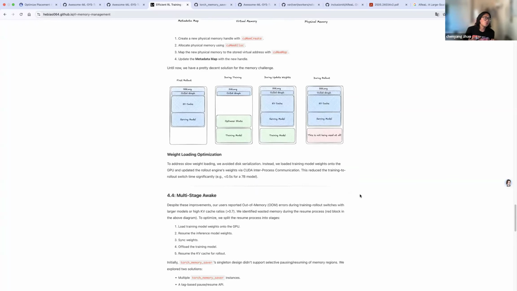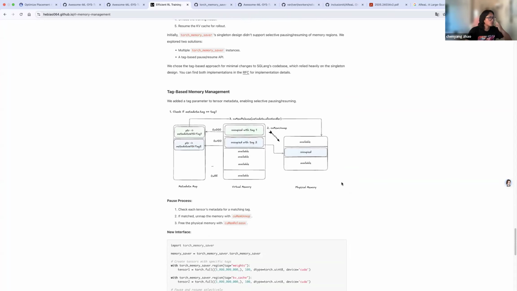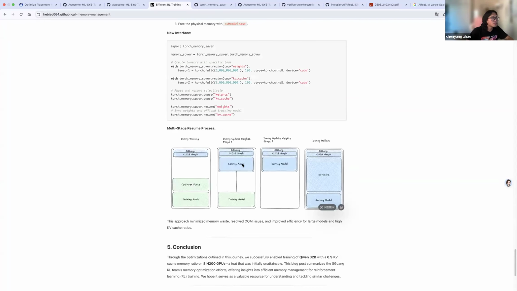Their team raised a new PR to SGLang and also to the document saver. The direct idea is that we add tags to the KV cache and the serving model. So each time we only resume the GPU occupation of that tag. In this sense, we can use multi-stage waking up. First, we wake up the serving model, and then we do the weight updates.